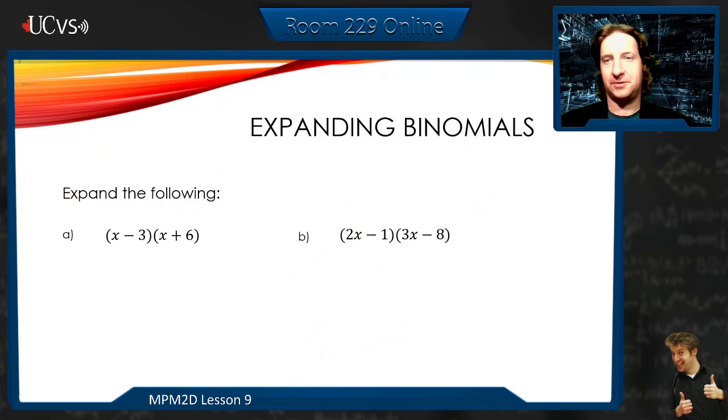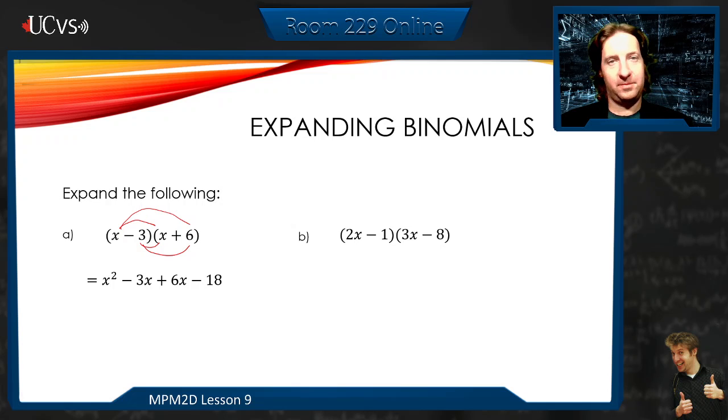So let's try some examples. So x minus 3 multiplied by x plus 6. So again, we're going to have to do all of our first, x times x, 6 times x, negative 3 times x, and negative 3 times 6. When we do that, we end up with x squared negative 3x plus 6x minus 18.